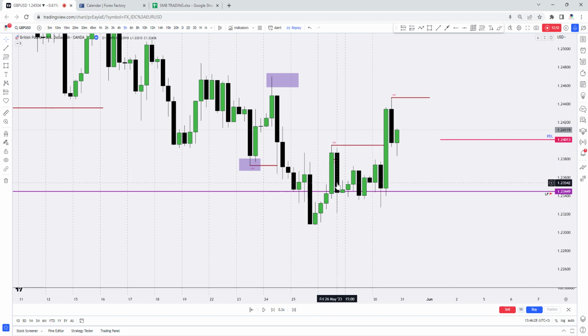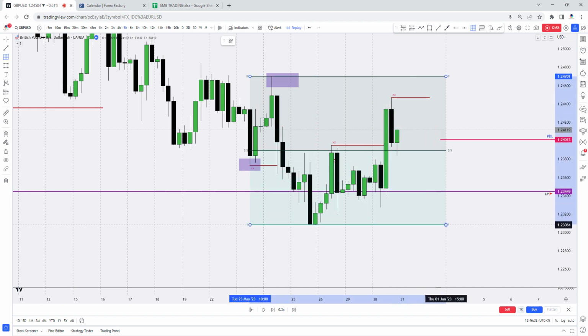So if I use the fib again, just to show you something, you can see even on the third day, price came up, touched the 50%, and then price dropped. Even if price has dropped from here, it doesn't mean that the orders have been mitigated because price never came into our premium.